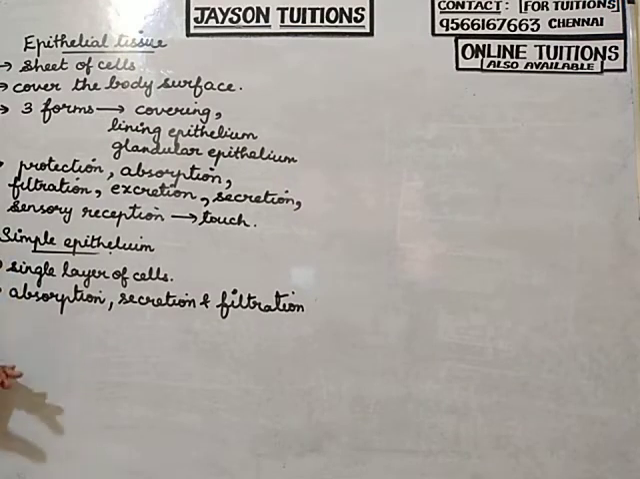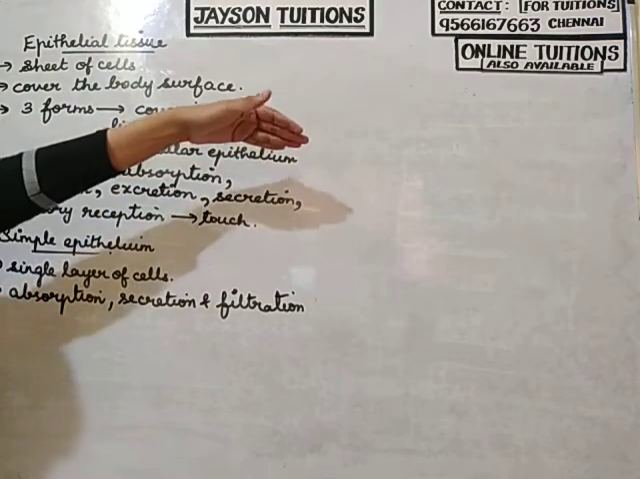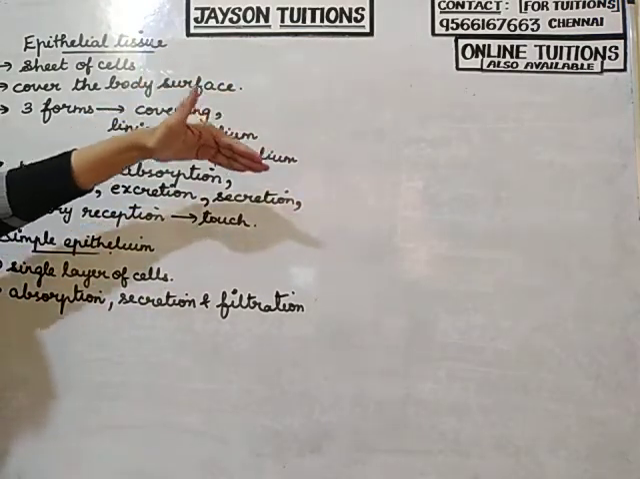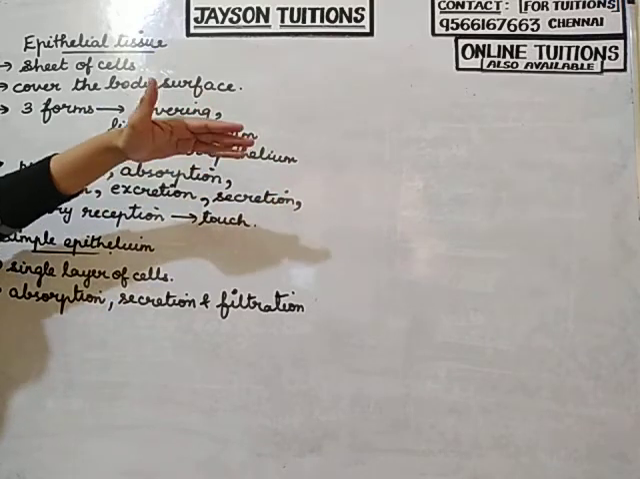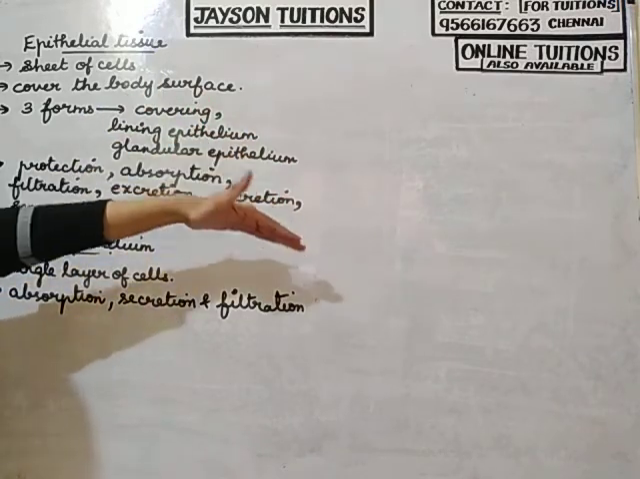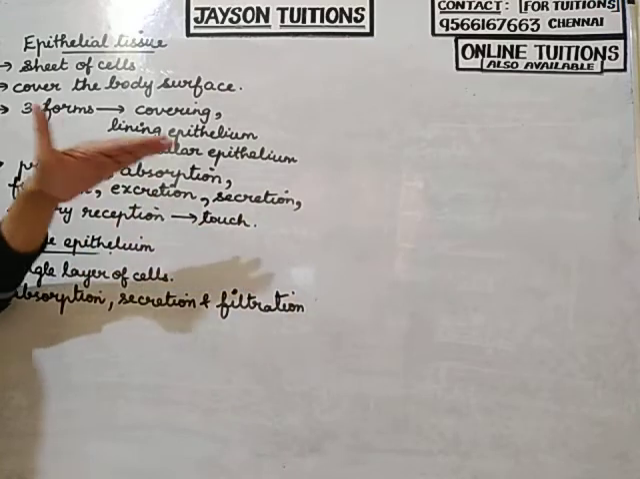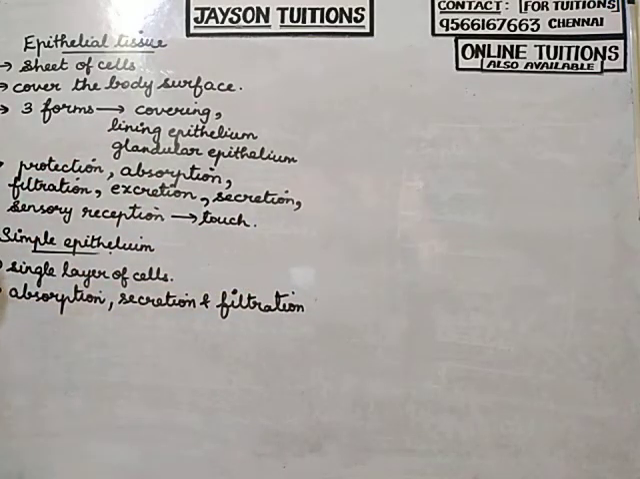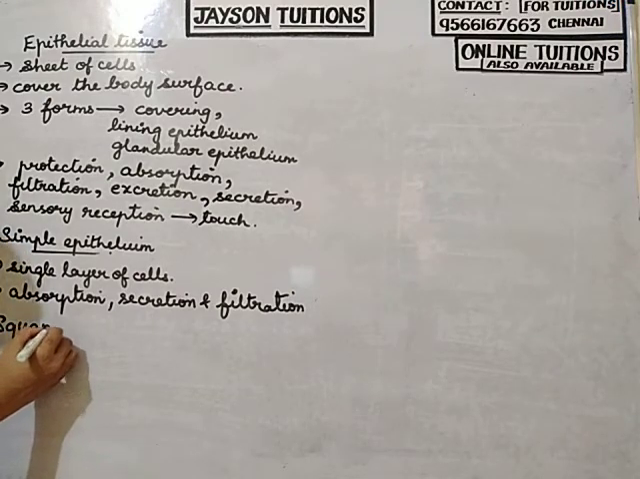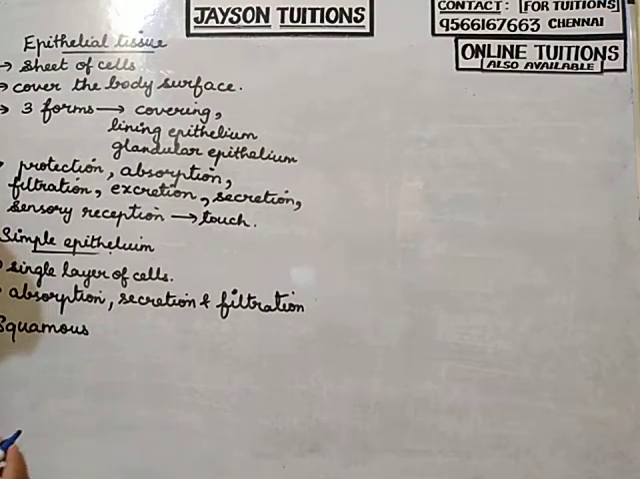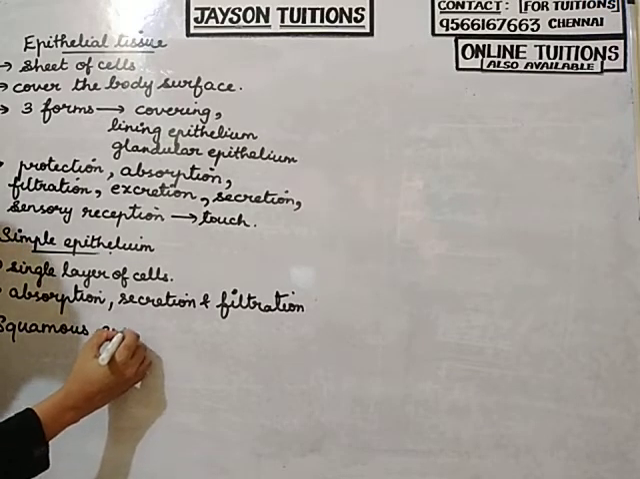So how is it divided? It is divided into five types. I wrote squamous, then what? Cuboidal, columnar, ciliated, and pseudostratified. So first, what is this squamous? In simple epithelium, I am going to tell what this squamous epithelium is.